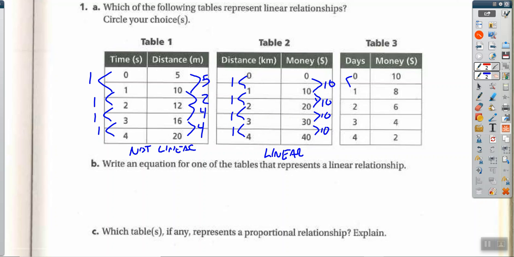For table 3, this is a change of 1, a change of 1, a change of 1, change of 1. This is a change of -2. It's going down by 2 every time. This is also linear because we have a constant rate of change. That's an A if you play along at home.